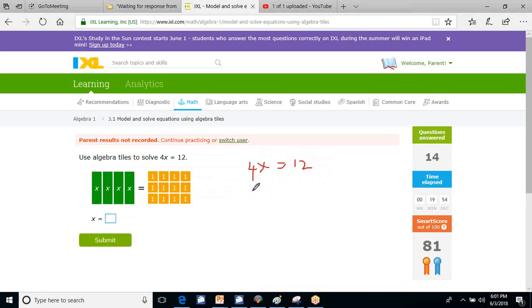If you divide both sides by 4, anything you do to one side, you have to do to the next side. If you divide this by 4, you have to divide this side by 4 too, in order to keep the equation the same. So 4 into 4 goes 1, cancel. So you get an x. And then 12 divided by 4 goes 3, right? So x is 3.